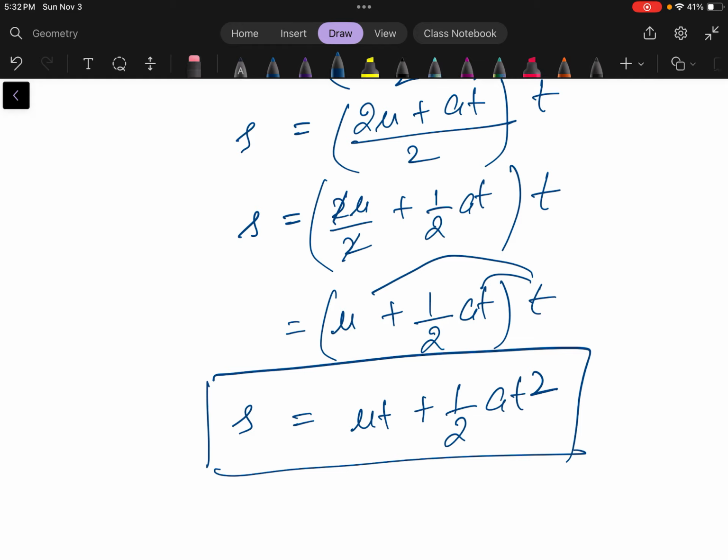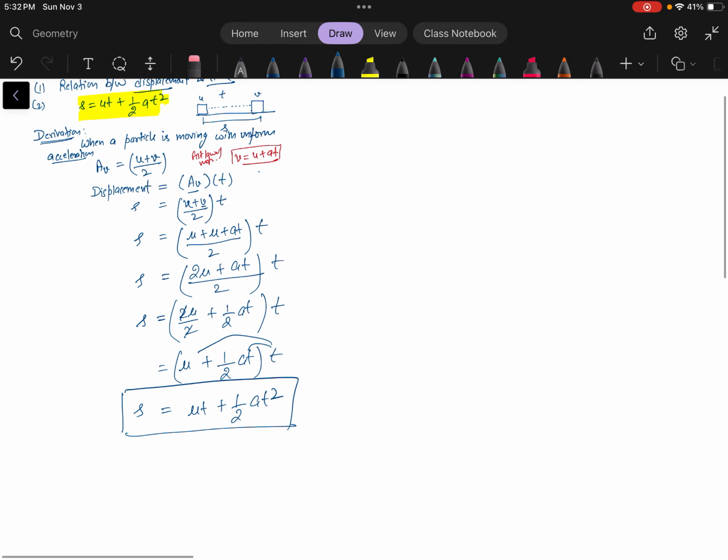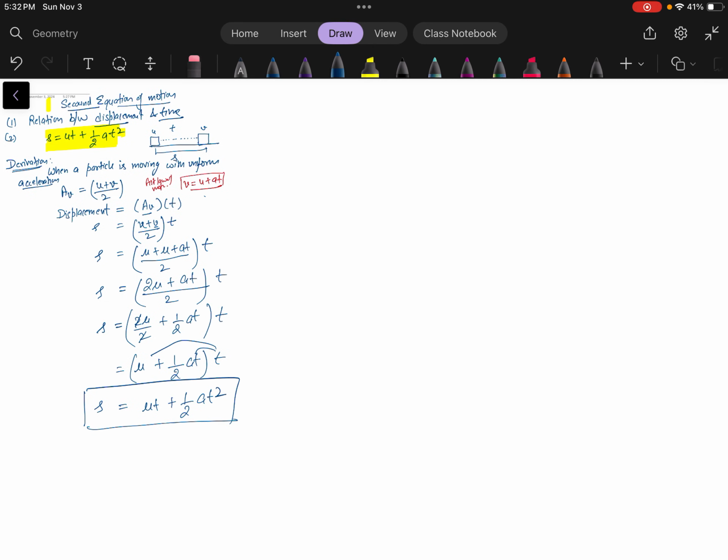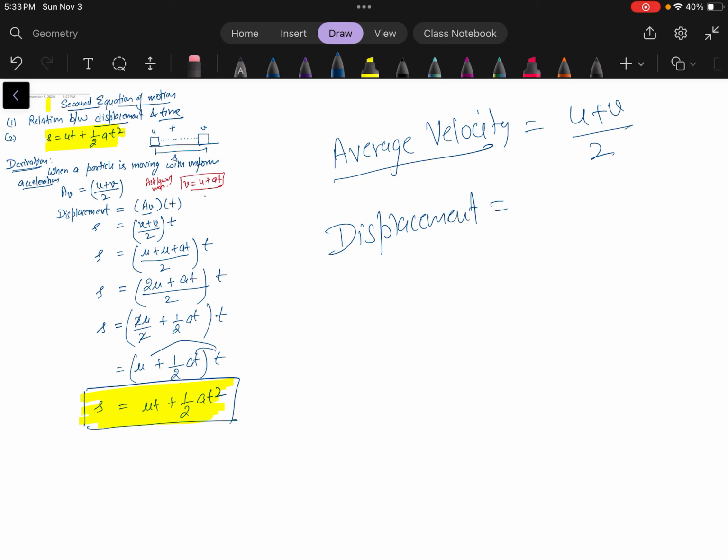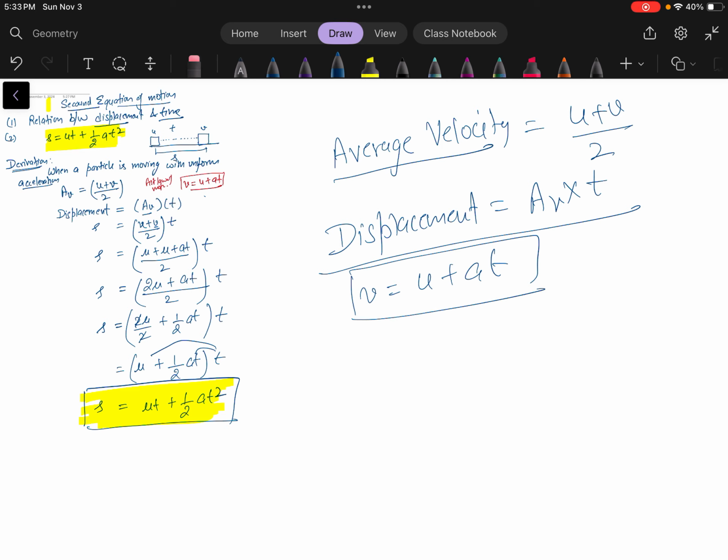So this is the derivation of the second law of motion. Basically here we derived the formula for the second law of motion. This is the final proof that we had to prove. The things I want to highlight are: first, average velocity is equal to initial velocity plus final velocity divided by 2. Another formula we discussed is displacement, which is equal to average velocity into time. Then finally, with the help of the first law of motion, v is equal to u plus at, we substituted the value and derived the final second equation of motion. Clear? Any doubt here?